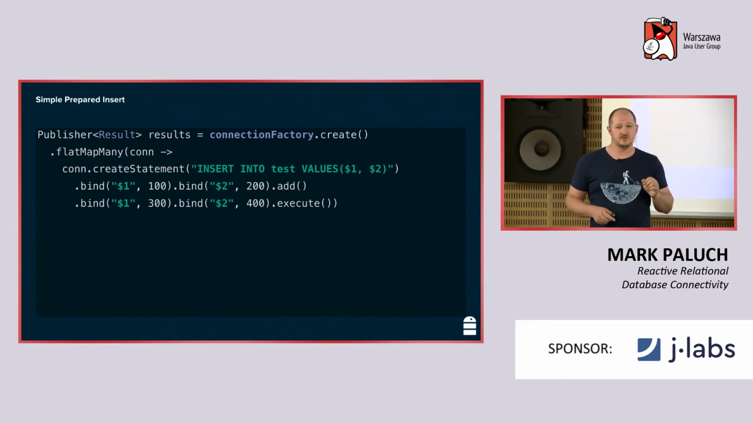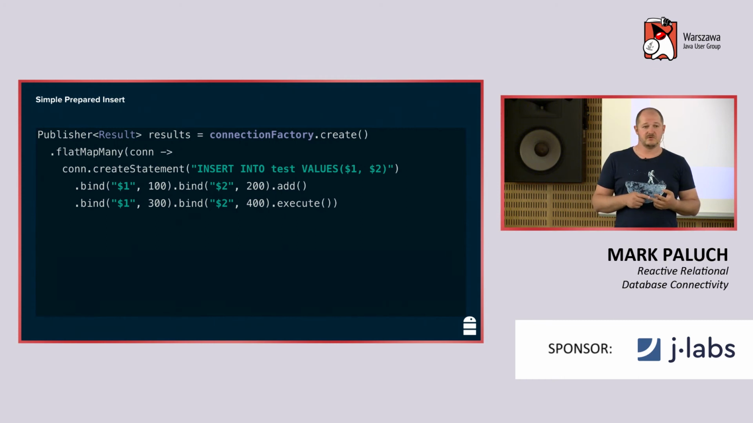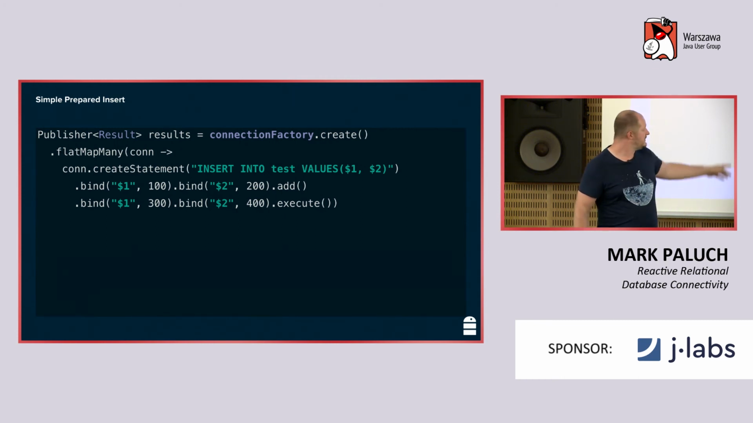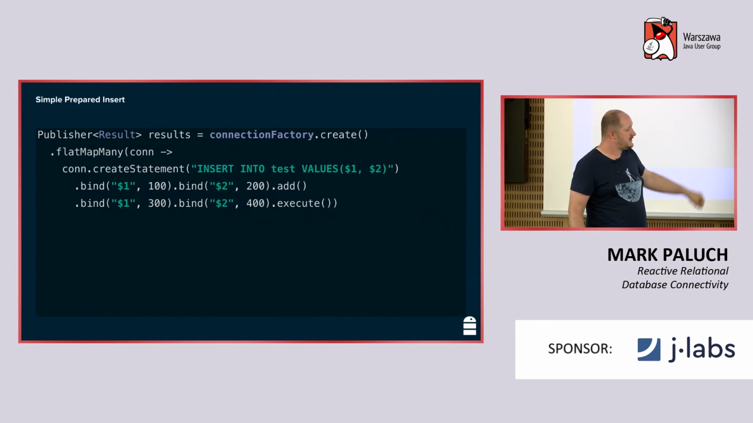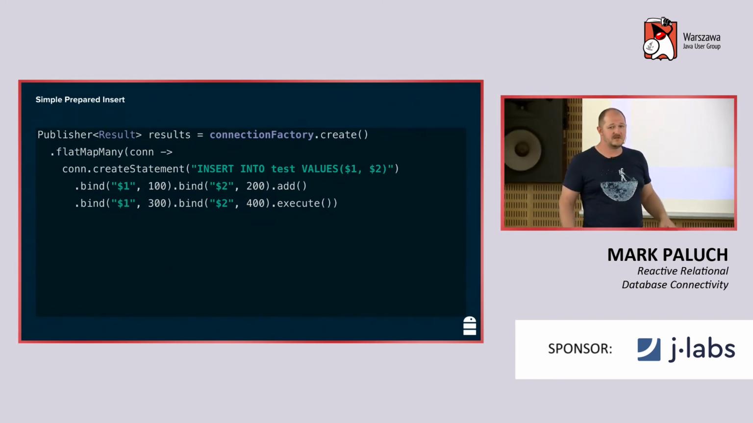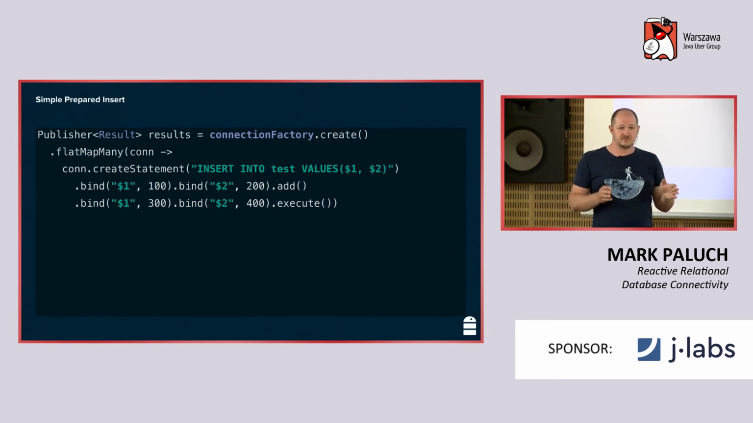But this is not all we intend to do in this example. What we actually want to achieve is to run this statement twice: once with parameters 100 and 200, and the second time with 300 and 400. If you pay close attention, after the second bind, there is this add method. What this basically does is tell the statement, I'm finished with binding my first parameter set. Please start over with the next binding set, so I can execute that statement multiple times with multiple binding values.